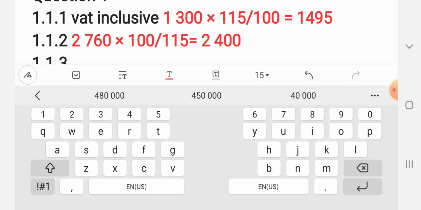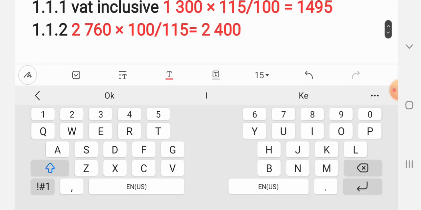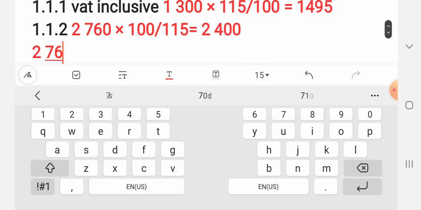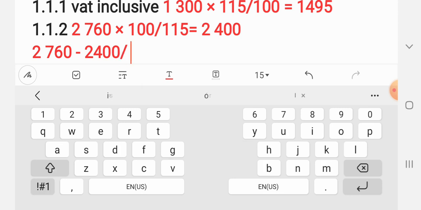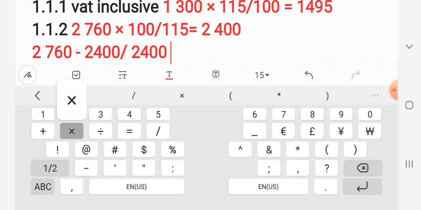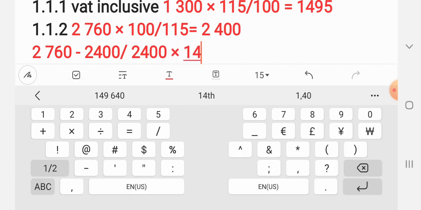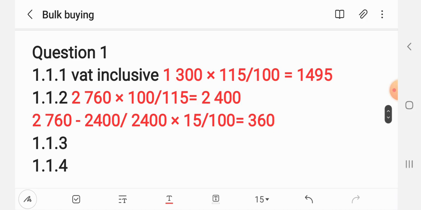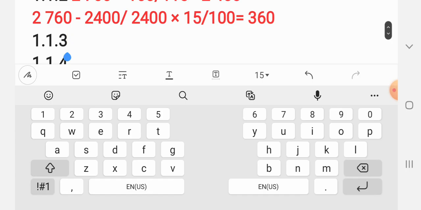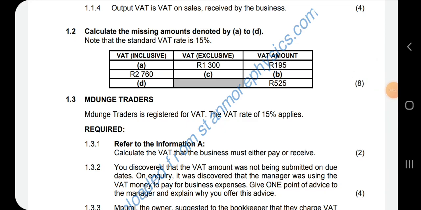2,400 rand. Then we will say the inclusive amount, which is 2,760, subtract the 2,400, or you can say the 2,400 multiply by 15 divide by 100, and that will give you the VAT amount, which is 360. So this is how you first get the exclusive. And then for number C, that's where we want the VAT exclusive that we've just calculated.